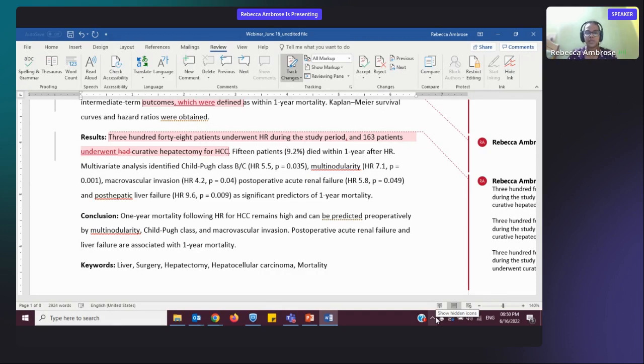Then we have 15 patients died within 1 year of HR. The right phrasing when you're using within in this context is within duration of, not after. Multivariate analysis identified trial per class, BC, multinodularity, macrovascular invasion. I see that there's a comma missing here, post-operative acute renal failure, and post-hepatic liver failure as significant predictors of 1 year mortality.